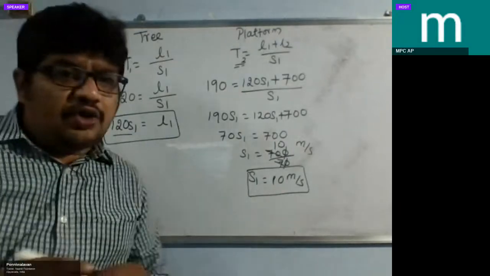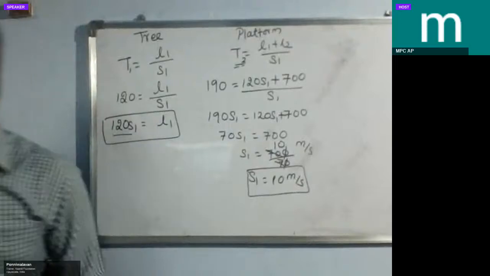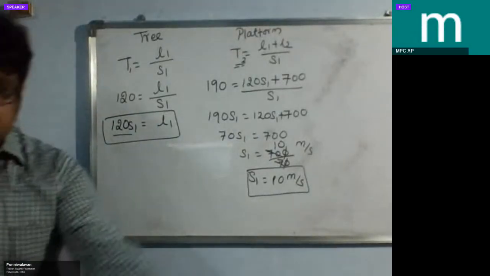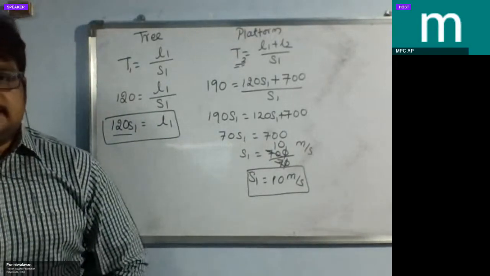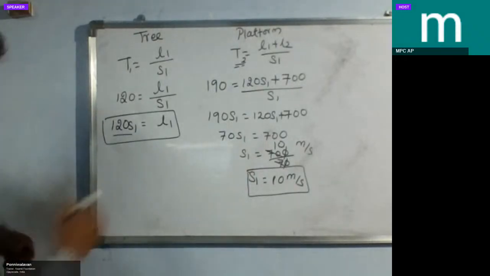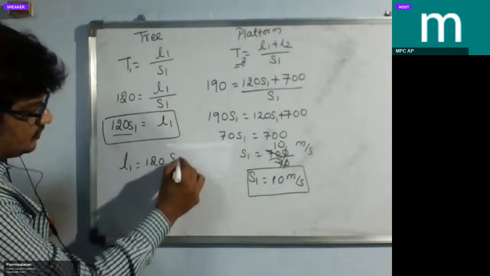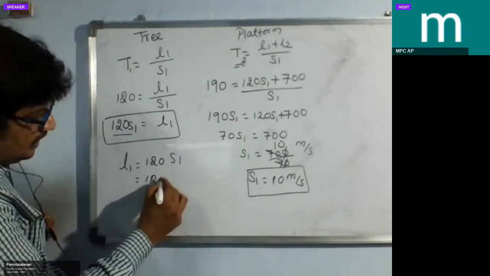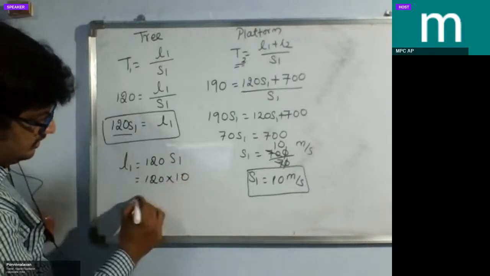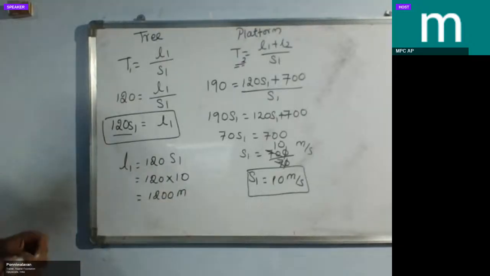Okay. What is the answer we need to find? They're asking speed or length? Length. L1 they are asking. So L1 is equal to 120 S1. So 120 into 10, that is 1200 meters.